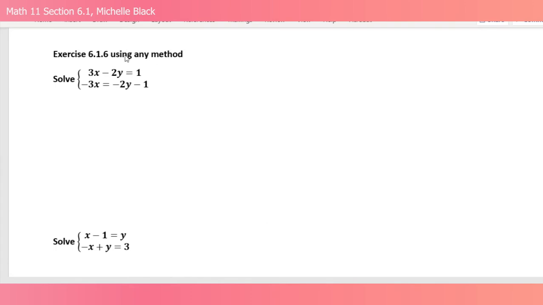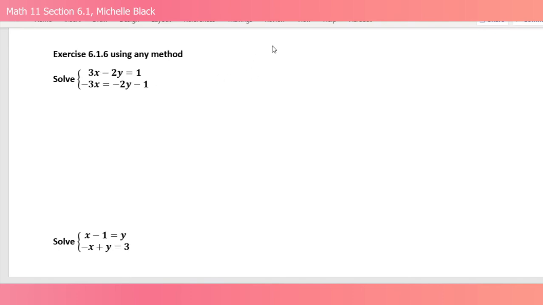Take a second and try the first part of problem 6 on your own. Solve this using whichever method you like. When I look at problem 6, part 1, I see that the coefficients on my x's right now are already opposites. So I think I'm going to use the elimination method.